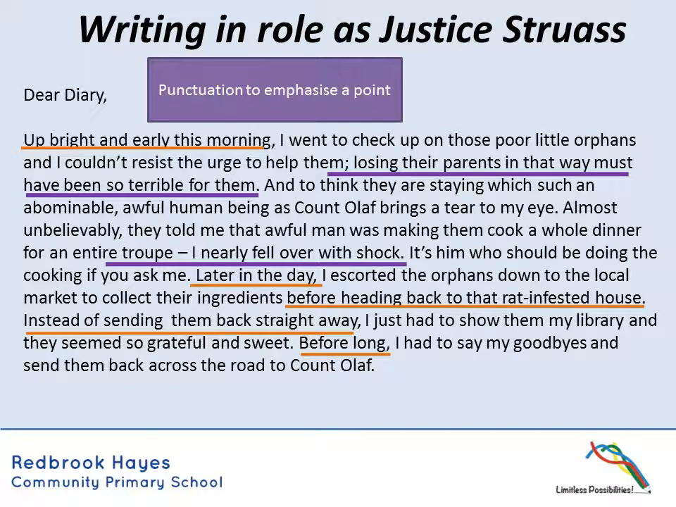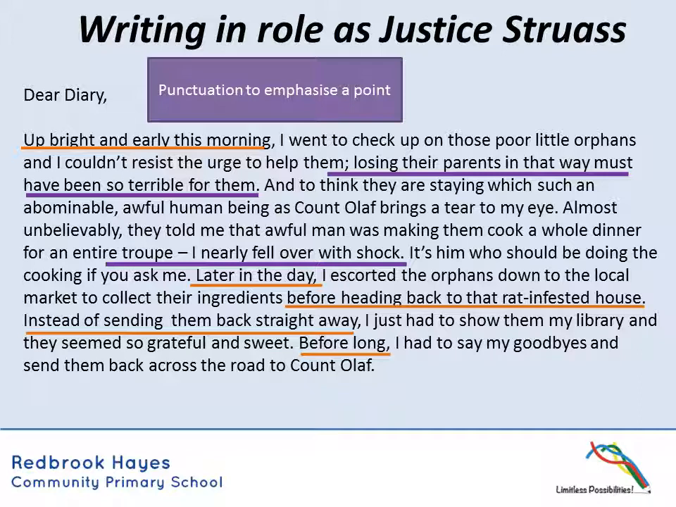Let's look at a different example, and you've got a dash up there. Almost unbelievably, they told me that awful man was making them cook a whole dinner for an entire troop. And again, I'm going to emphasise a point. I nearly fell over with shock. So again, she's so shocked at that, the idea of that, it just clarifies her emotions towards it. So again, thinking of ways to engage the reader and just try and make the writing flow and make it as clear as possible for the reader.